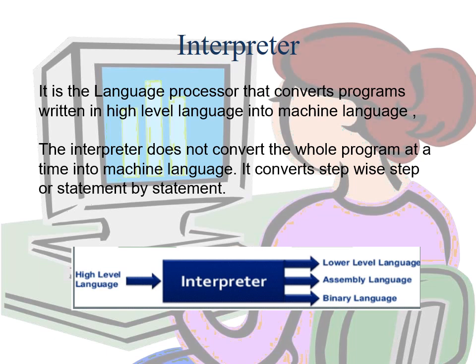During the translation, if any errors or mistakes are found, then it immediately stops and displays the error message. And until and unless we correct those errors, we cannot go to the next statement. It does not generate object code like assembler and compiler, like in QBasic, which we will learn later on. So, GW Basic.